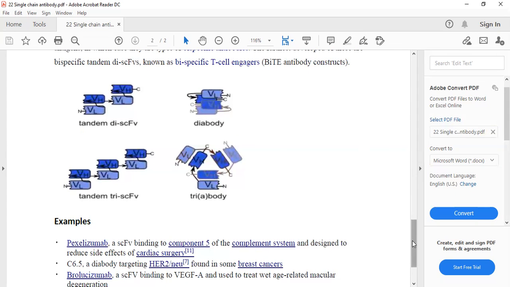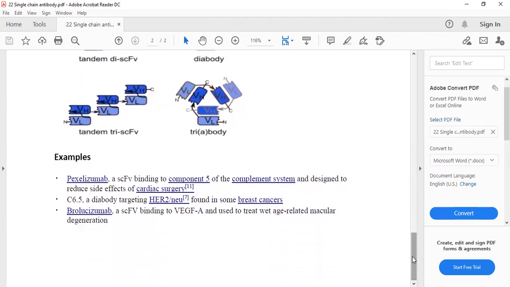So what are the examples of single chain variable fragments? This is one example, and another is C6.5 targeting HER2, which is used in breast cancer examinations.